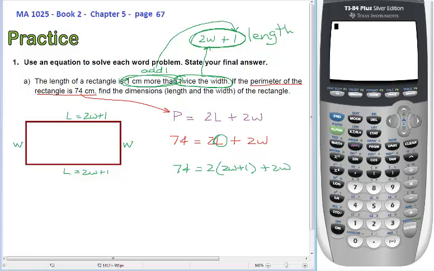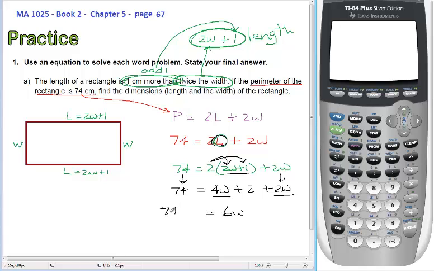Now I can solve. And solving it, we're first going to multiply by the 2. So I get 2 times 2W, which of course is 4W, and 2 times 1. That's called the distributive property. That's why I use brackets when substituting. Because L turned out to be a binomial, 2W plus 1, you must multiply by both to get it right. Carry down this 2W, that doesn't change. I'll carry down this 74, that doesn't change. Now adding the two W's together, 2W and 4W gives me 6W.